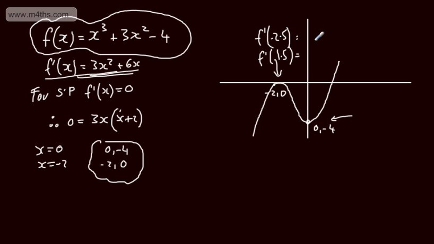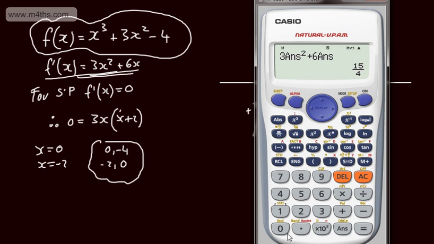That gives me 15 over 4. So 15 over 4, which kind of stacks up with what we expected. We got a positive gradient here. Now what we're going to do is put in minus 1.5. So let's now do negative 1.5, or 3 over 2.